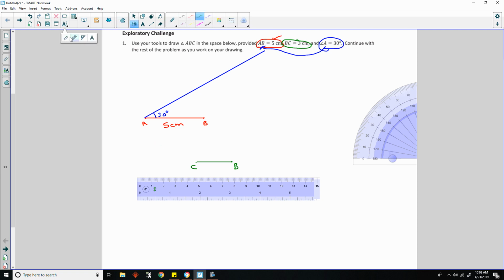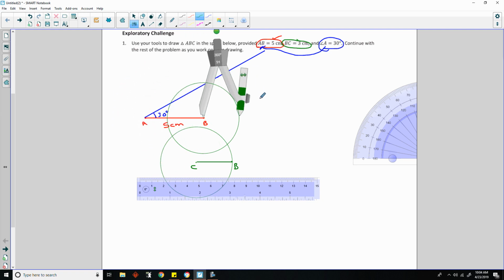So I'm going to get my compass out, and I'm going to bring it down, and I'm going to put it right on C, and I'm going to open it up to B. Okay, so what I'm doing there is creating a circle with a radius of BC. See what I'm doing there? Now I'm going to move this up to B here, and I'm going to draw a circle. And notice what just happened. Okay, so there's my circle, so I'm done with my ruler now.